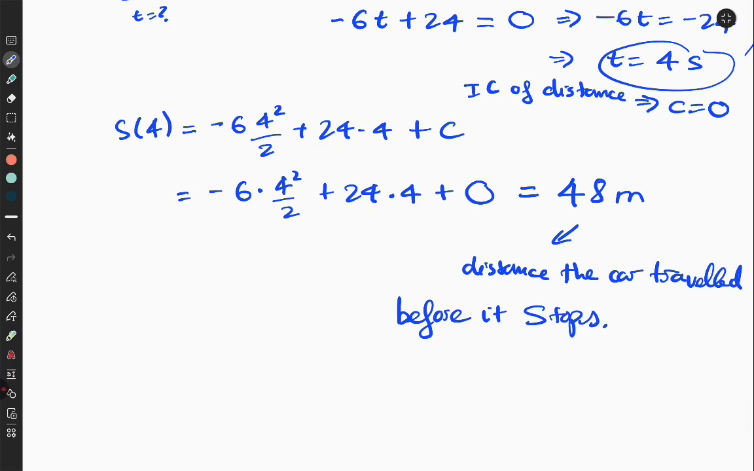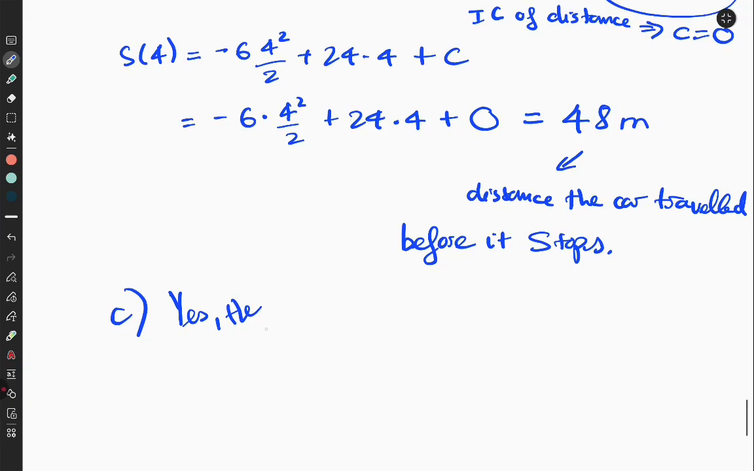48 meters. Can you answer the last question? Yes or no? Right, barely. Yes. The kid would be thanking Jesus. The kid survives. Could the kid live? All right, there you go.